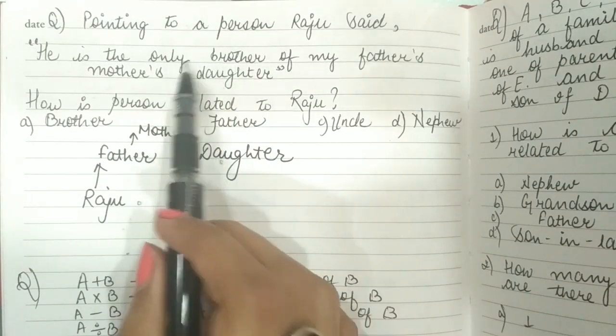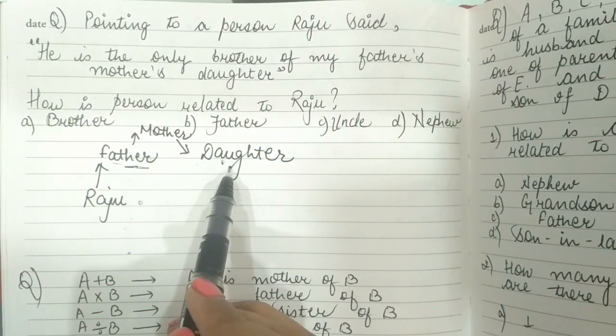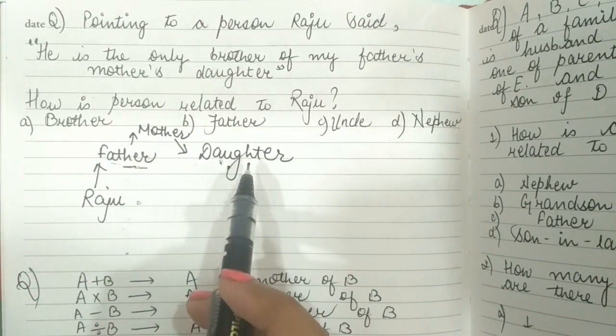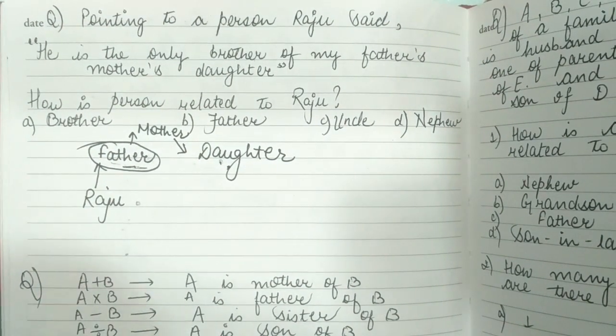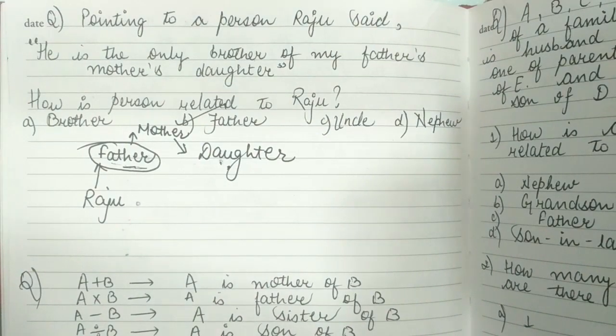It is written he is the only brother. He is the only brother of the person. So his mother has only 2 children. So to whom is Raju pointing? Clearly Raju is pointing to his own father. So option B is our correct answer.